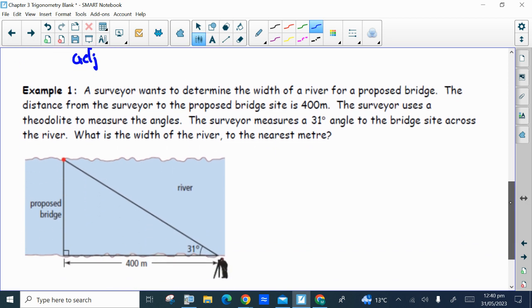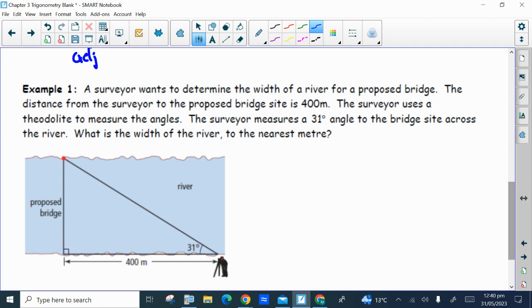So let's look at some examples. A surveyor wants to determine the width of a river for a proposed bridge. The distance from the surveyor to the proposed bridge is 400 meters. He uses a special device called a theodolite that measures angles and finds that it's 31 degrees across the river from one side to the other of that proposed bridge site. So what is the width of the river to the nearest meter?